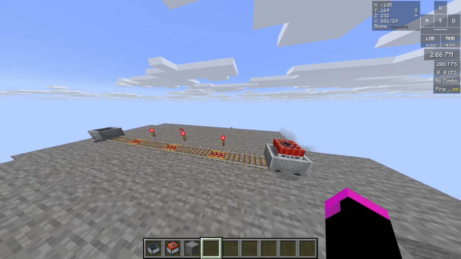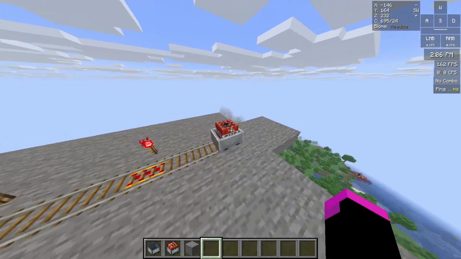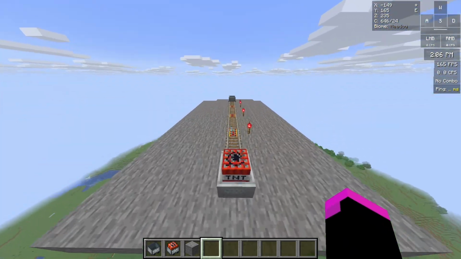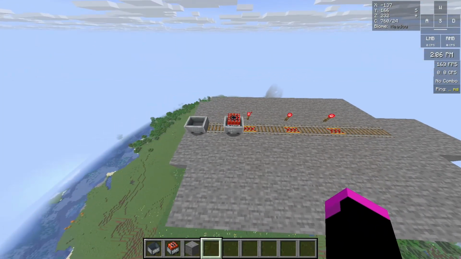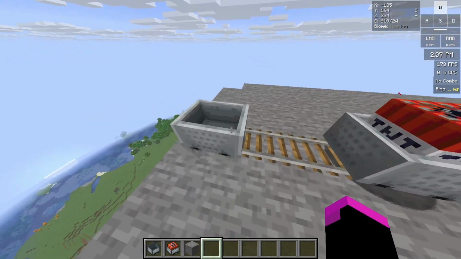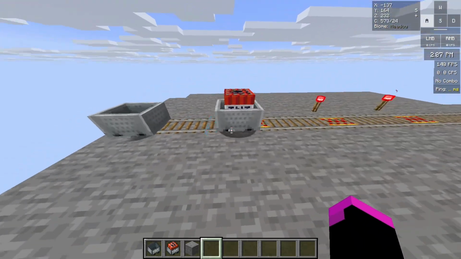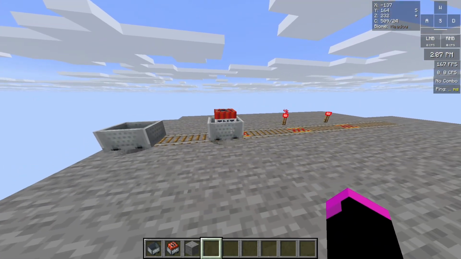And so I do that. I push that one into the second one. They hit, and as you can see, the first minecart is pushed back quite a lot from the second minecart. It's about, I think, 8 rails on the track.